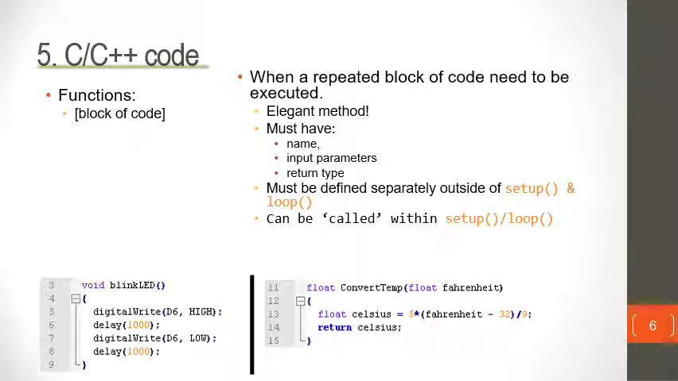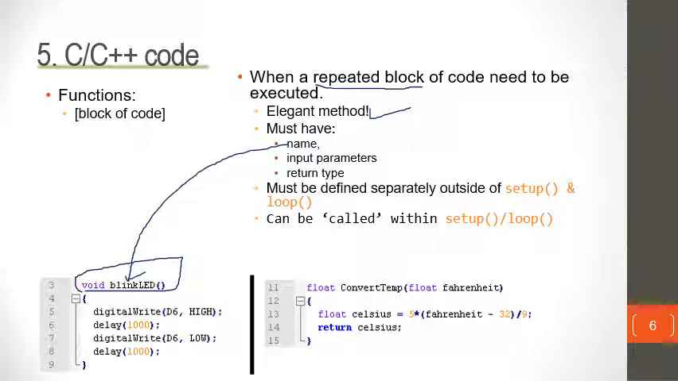And then another way of organizing the code would be in terms of functions. When you have blocks of code which you would like to repeatedly execute, one elegant method of doing that is to have a function. So a function such as this void blinkLED. A function will have a function name. In this case, this would be blinkLED.